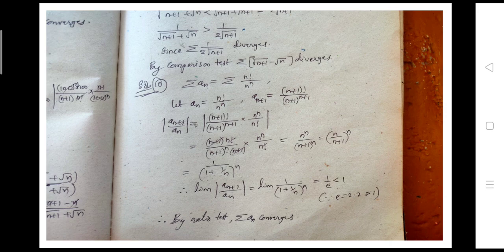Continue to the next slide. The 10th problem: sigma a_n is equal to sigma n factorial by n power n. Let a_n be equal to n factorial by n power n, and a_(n+1) is equal to (n+1) factorial by (n+1) whole power (n+1). The limit as n tends to infinity of modulus of a_(n+1) by a_n is equal to modulus of (n+1) factorial by (n+1) whole power (n+1) into n power n by n factorial. Now simplifying, we get the limit of 1 by (1 plus 1 by n) whole power n, which is equal to 1 by e, which is less than 1. Here the value of e is 2.7. Therefore by the ratio test sigma a_n converges.